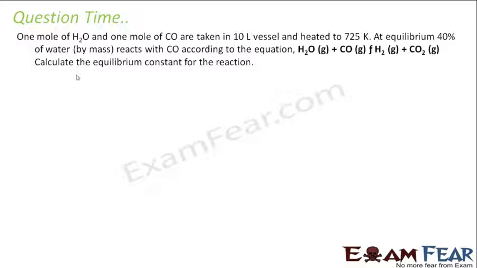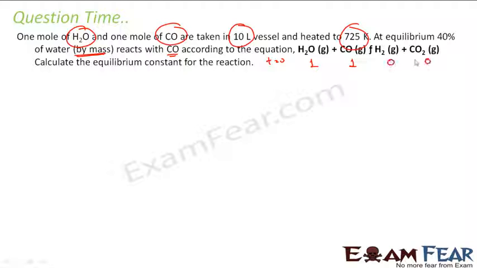1 mole of H2O and 1 mole of CO are taken in a 10 liter vessel and heated to 725 Kelvin. At equilibrium, 40% of the water by mass reacts with CO according to this equation. Calculate the equilibrium constant. So if you see at T equal to 0, what is happening? I have 1 mole of H2O, 1 mole of CO, and 0 moles of hydrogen and carbon dioxide. At equilibrium, what are they saying? So 40% of the water is used.